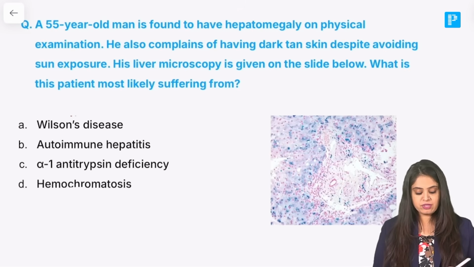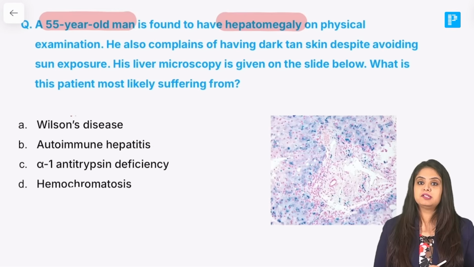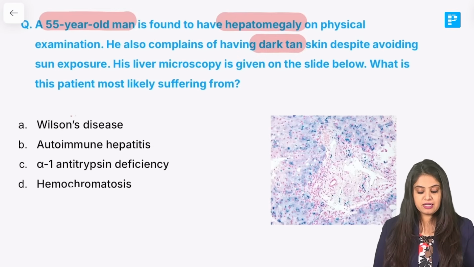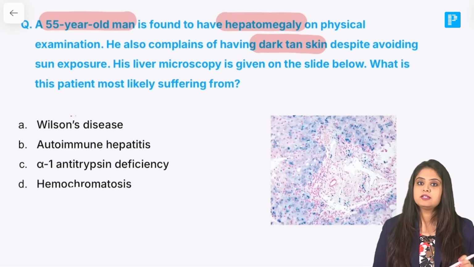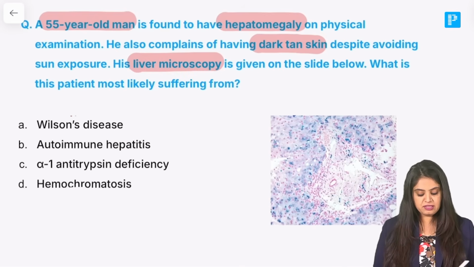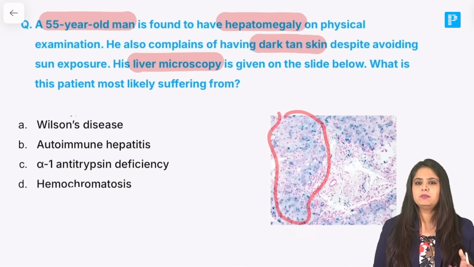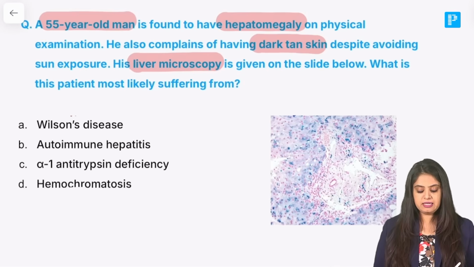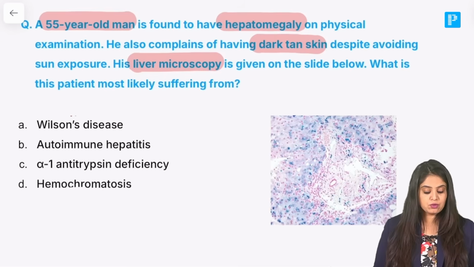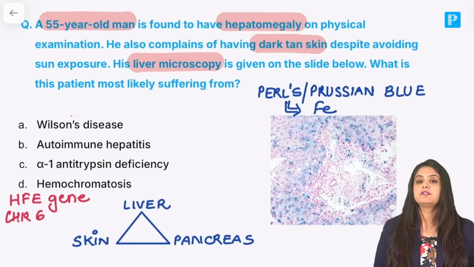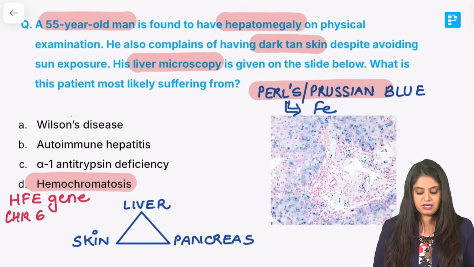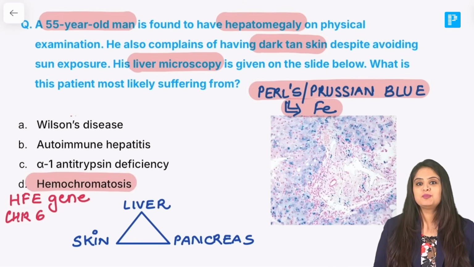Moving on to the next question, where we have a 55-year-old man found to have hepatomegaly on physical examination, complains of having dark skin, tan skin, despite avoiding skin exposure. His liver microscopy is shown, and in the liver you can see they've given you a different stain which is giving a very bluish color. Now try to correlate liver with a blue color stain and a pigmentation in the skin. Out of all of these options, definitely goes in favor of hemochromatosis. That is going to be an iron overload. So for iron, which blue color stain must have been used? The pearls of Prussian blue must have been used.